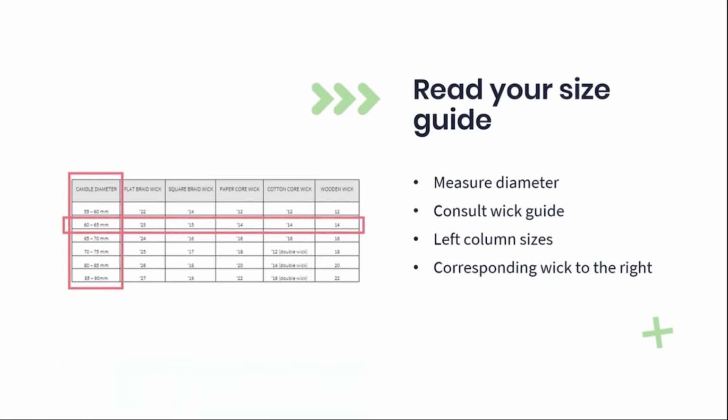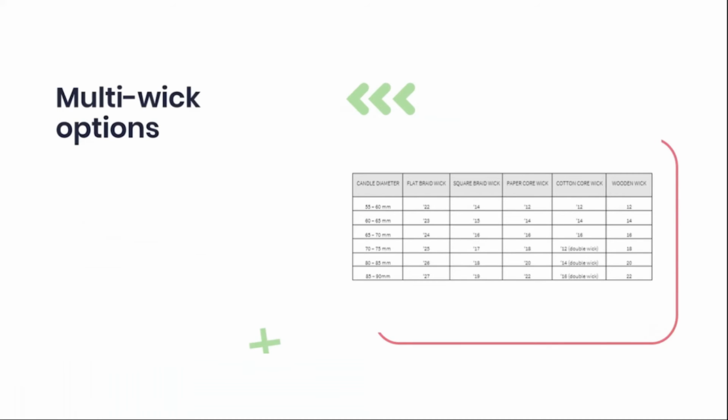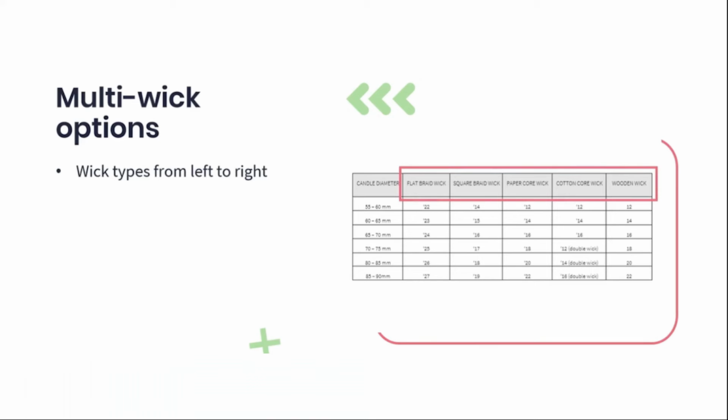Please note that the chart I'm using in this lesson is just an example of how to read this information, and the numbers do not relate to the wick sizing specifications of any particular company. Each supplier will have their own version and sizing of this. These different types of wicks should appear along the top of the chart from left to right and line up with the size of the container.